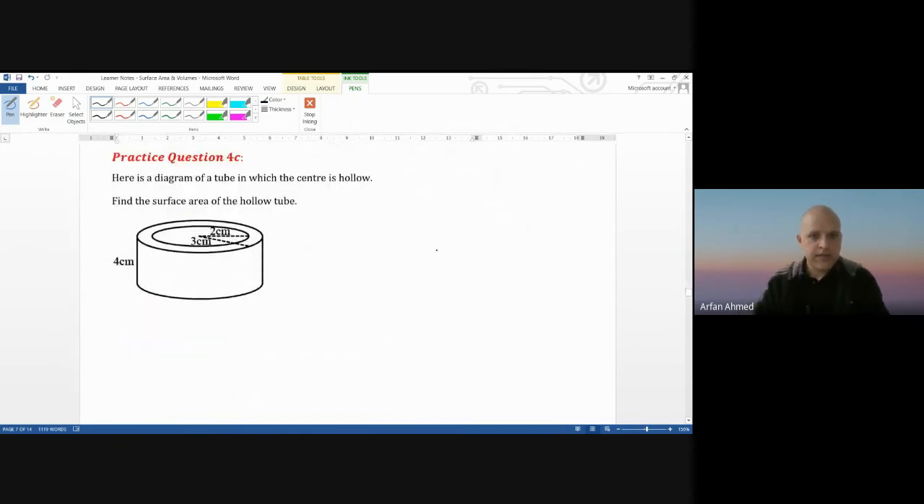Next one. Here's a diagram of a tube in which the center is hollow. Oh, this is a good one. Find the surface area of this hollow tube. Okay, that's a really good one. So technically, we need, let me shade it in. We need this bit here. Just shade that in. Let's work out the surface area.